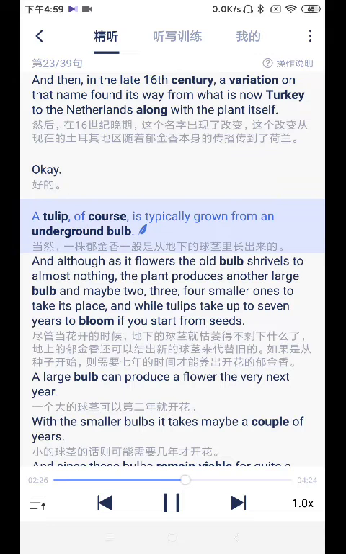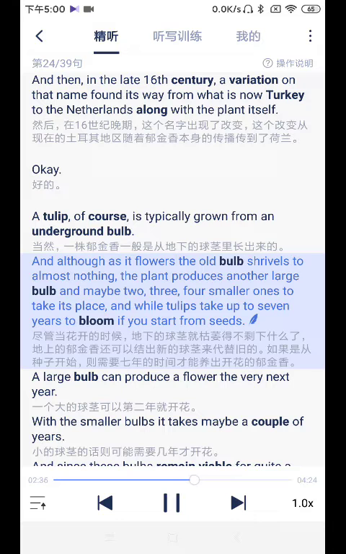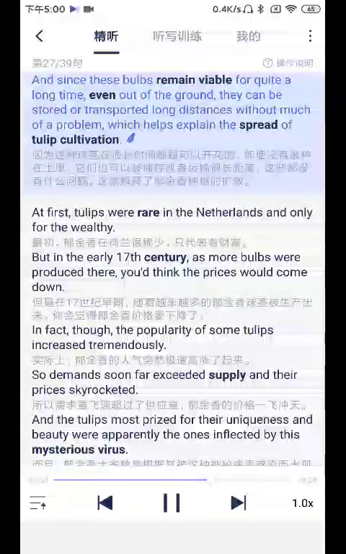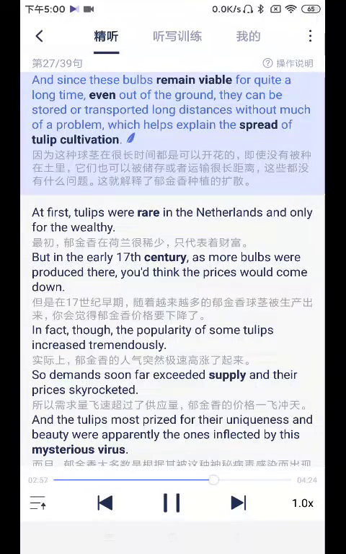Okay, a tulip, of course, is typically grown from an underground bulb. And although, as it flowers, the old bulb shrivels to almost nothing, the plant produces another large bulb, and maybe 2, 3, 4 smaller ones to take its place. And while tulips take up to 7 years to bloom if you start from seeds, a large bulb can produce a flower the very next year. With the smaller bulbs, it takes maybe a couple of years. And since these bulbs remain viable for quite a long time, even out of the ground, they can be stored or transported long distances without much of a problem, which helps explain the spread of tulip cultivation.